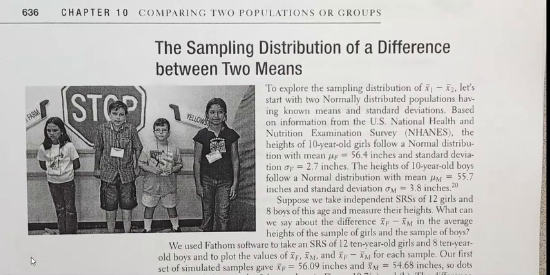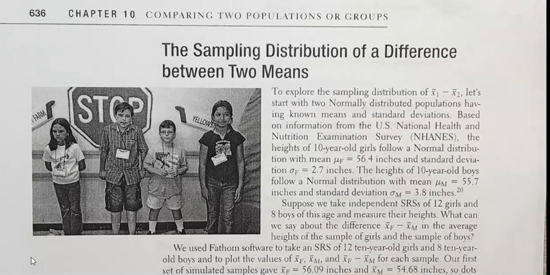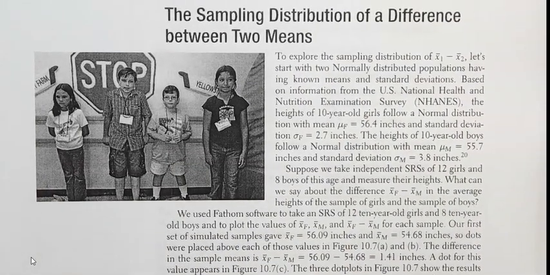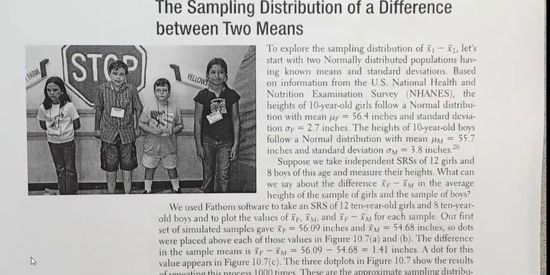Going to the second example: the sampling distribution of the difference between two means. This time we're comparing girls' heights. So take a minute to read this example. It's coming from the textbook on page 636. Take a minute to read through it now.